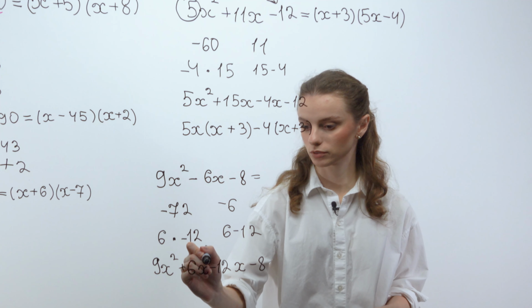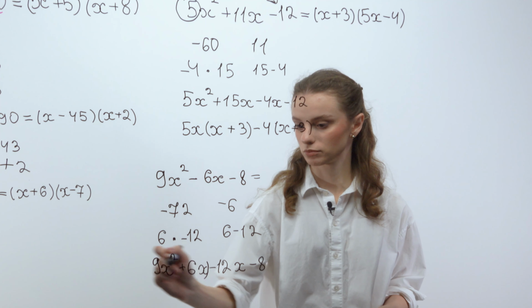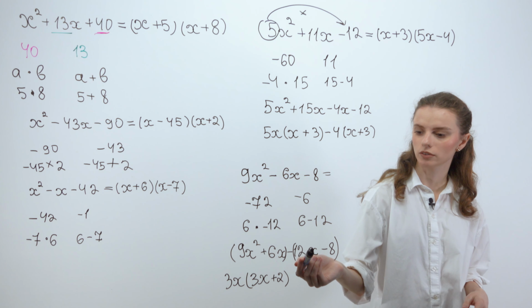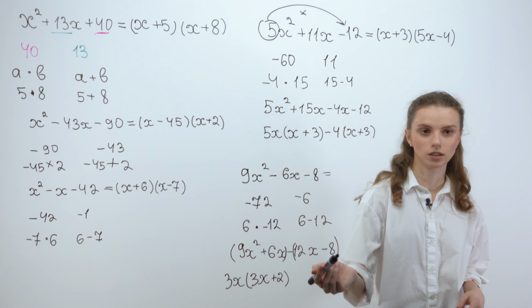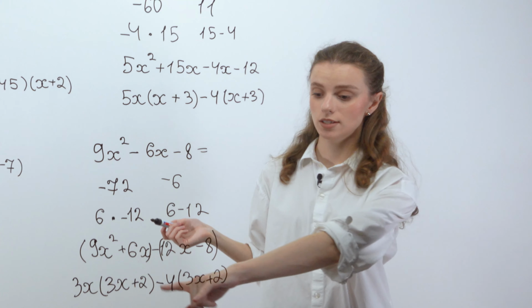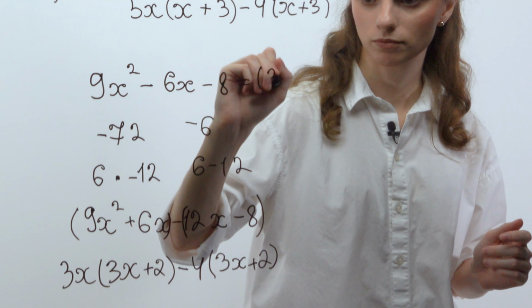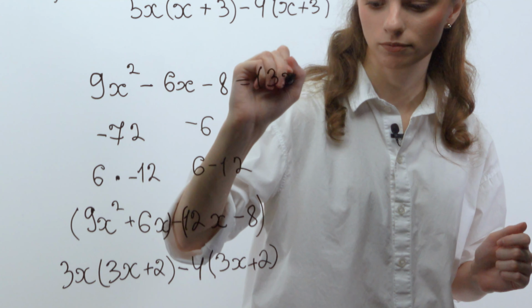Okay, just put parentheses. I'm going to factor the first parentheses, so what is in common? 3x. What will be left? 3x plus 2. Let's see what is common here. Negative 4, right? Because we have negative 12x and negative 8. Yeah, negative 4. Because I see that this parenthesis repeats itself, that will be my first parenthesis. And whatever is left will be in my second parenthesis.